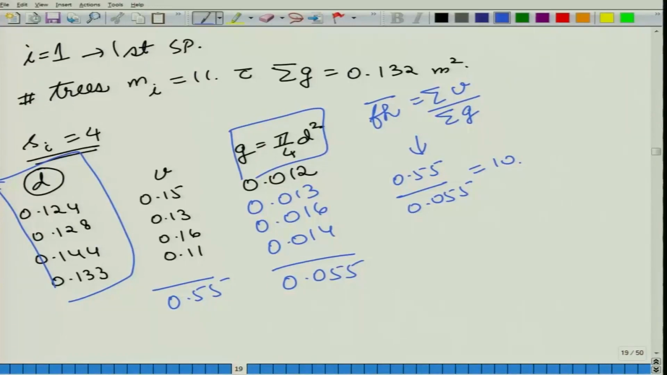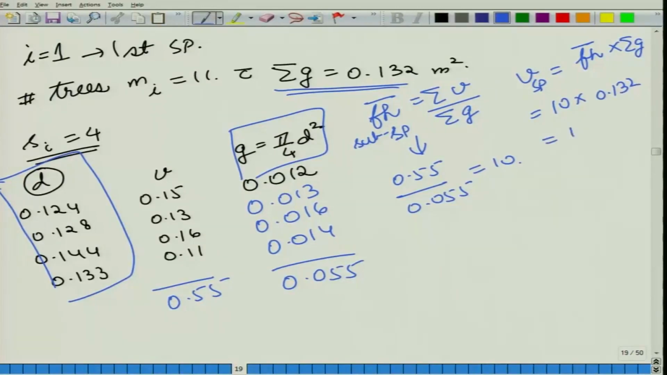Now, what is the volume for the first sample plot? This one is for the subsample plot and this one is for the sample plot. The volume is given by the average form height multiplied by the sum of the basal areas. So, this is 10 into 0.132, which is equal to 1.32 cubic meters. So, for the first sample plot, we got the volume as 1.32 cubic meters.